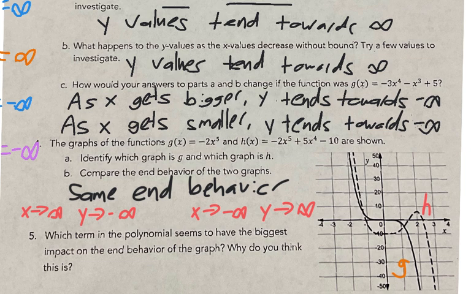And question 5. What term in the polynomial seems to have the biggest impact at end behaviors? Like right here, h has 3 terms. Which of these terms has the biggest impact on the end behavior? And the first one, why? Because it has the biggest exponent. The term with the biggest exponent wins. It always wins at the infinities.